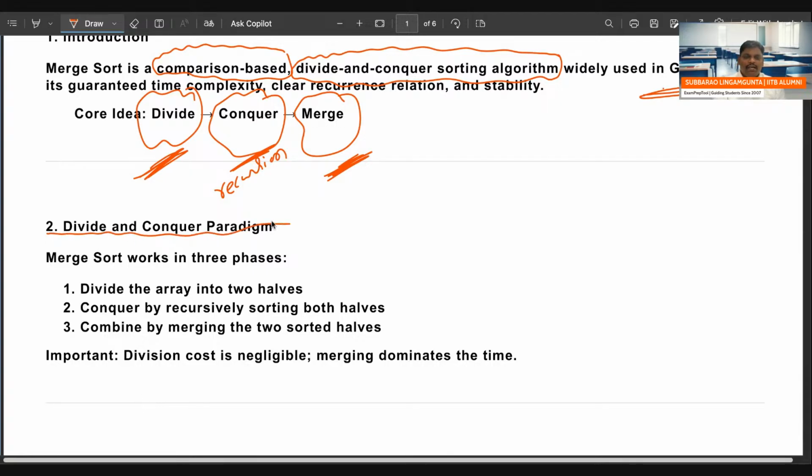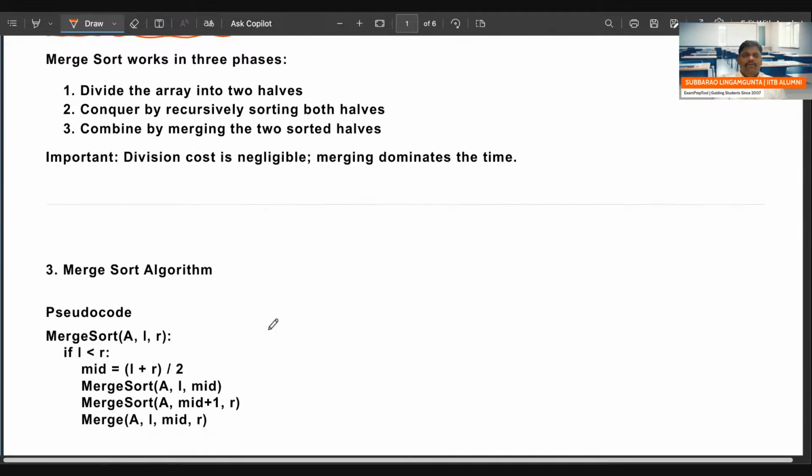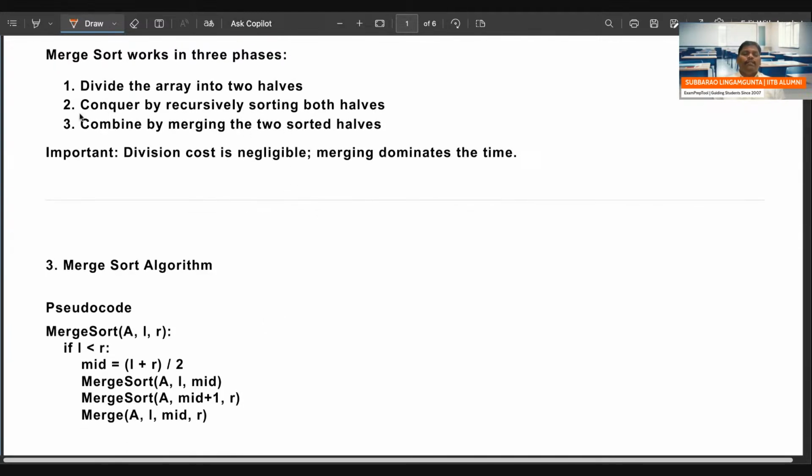That is okay. Now see the algorithm a little bit. The merge sort algorithm is mostly like this. First, divide. You have one array. The array contains n elements. First divide into n by 2 and n by 2. Okay, I divided.